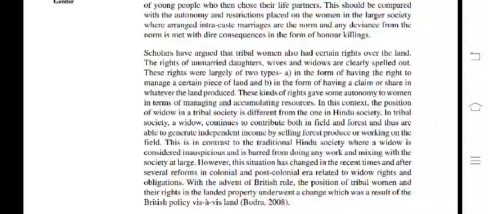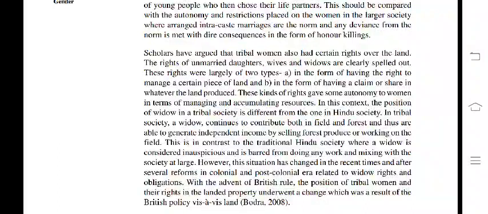In this context, the position of a widow in a tribal society is different from the one in Hindu society. In tribal society, a widow continues to contribute both in the field and forest, and thus is able to generate independent income by selling forest produce or working on the field. This is in contrast to traditional Hindu society, where a widow is considered inauspicious and is barred from doing any work and mixing with society at large.